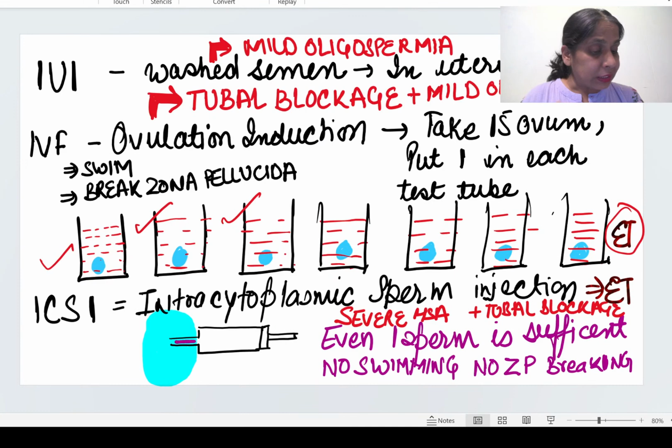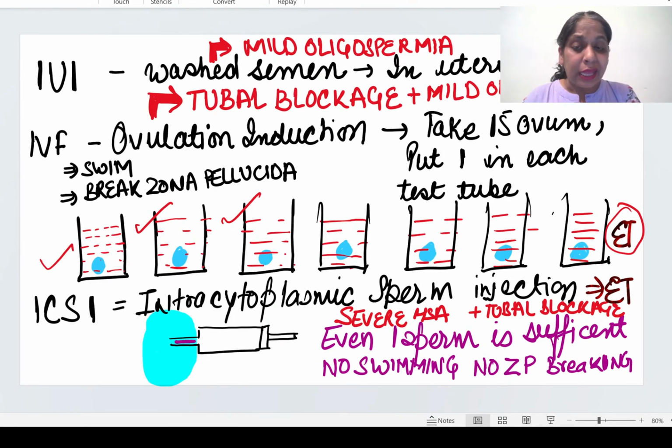ICSI full form is intracytoplasmic sperm injection. In whose cytoplasm? In the ovum cytoplasm. So basically, intracytoplasmic means that in the cytoplasm, we are putting the sperm. Do you get it? Now even one sperm is sufficient for this procedure.